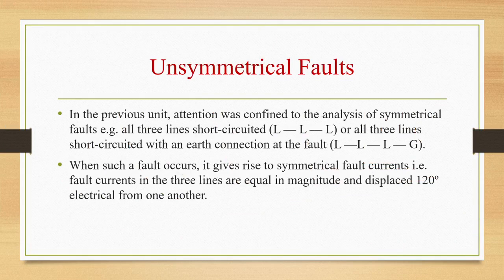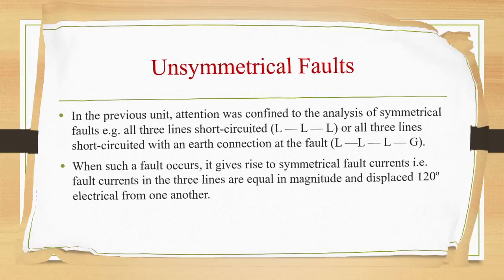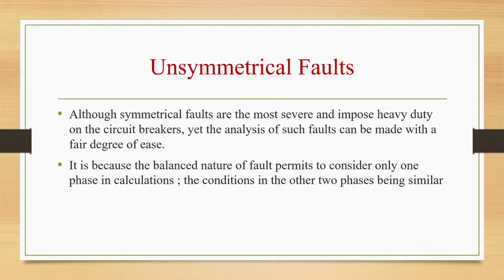In the second unit, our attention was confined to the analysis of symmetrical faults. That is, all three lines are short circuited, that is triple L, or all three lines are short circuited with an earth connection, that is triple LG. When such a fault occurs, it gives rise to symmetrical fault currents. That is, fault currents in the three lines are equal in magnitude and displaced from each other by 120 degrees electrical. Although symmetrical faults are the most severe and impose heavy duty on the circuit breakers, the analysis of such faults can be made with a fair degree of ease.